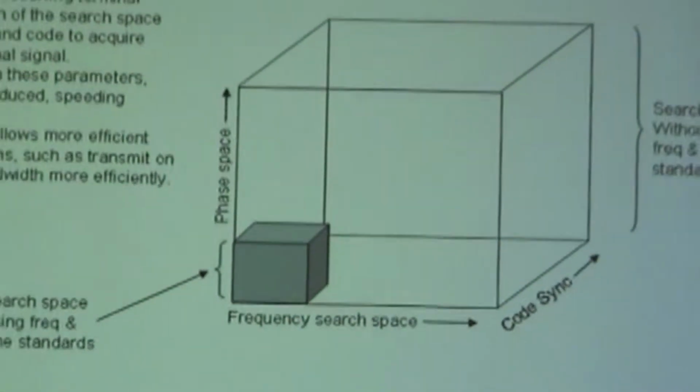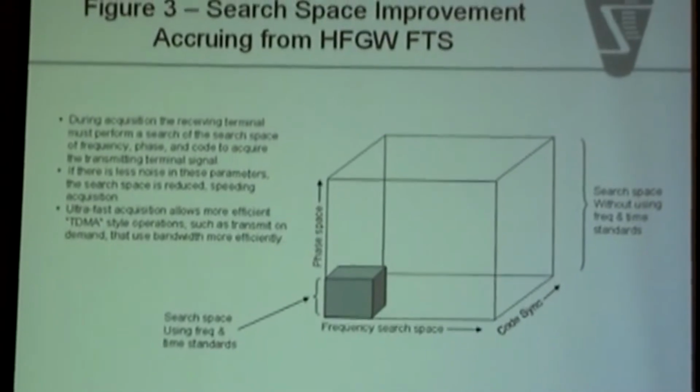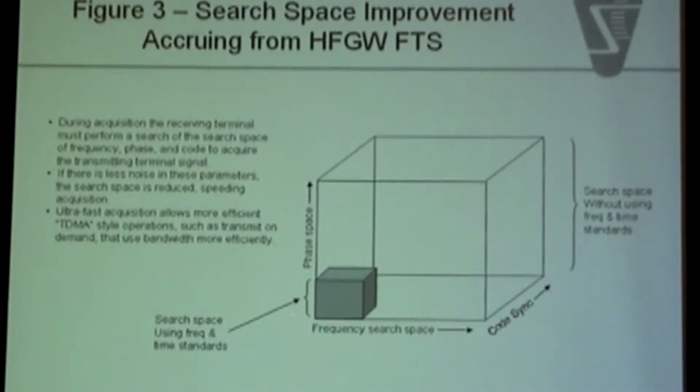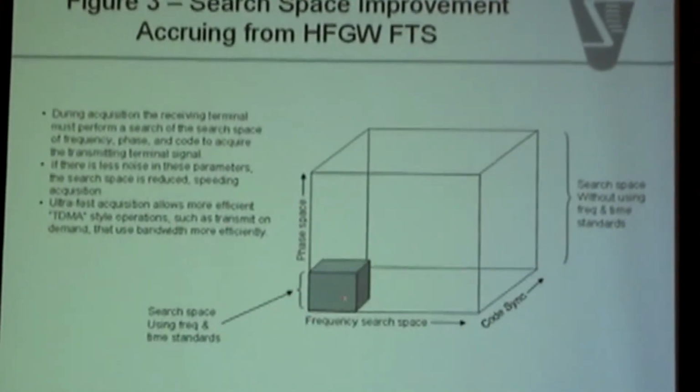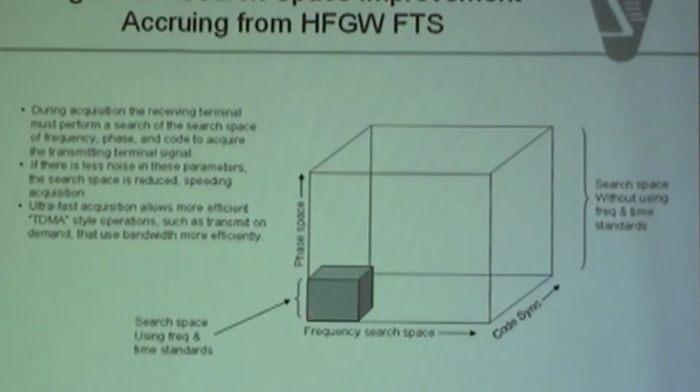In addition, because the frequency standard would reduce the phase noise inside of the set, you could also shrink the phase search space. There would be much less phase noise with the good frequency reference. And so the search space would be shrunk in all three search dimensions: the code dimension, the frequency dimension, and the phase dimension. So instead of searching this entire volume, you've limited your search to a very small area.